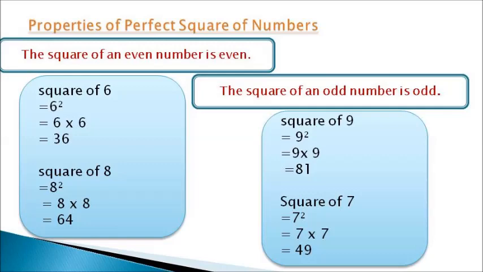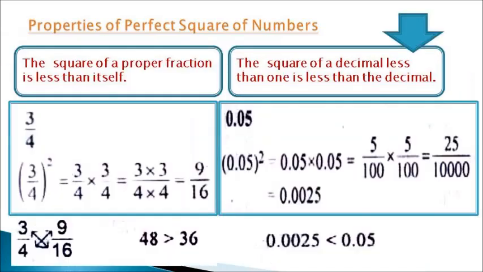Similarly, the square of 7 multiplied by 7 gives 49. Now 7 and 49 both are odd numbers. The square of a proper fraction is less than itself. So let's take a fraction. Let's say we are taking 3 by 4. When we take its square, the square of 3 by 4 is equal to 3 by 4 multiplied by 3 by 4, which is equal to 9 by 16.